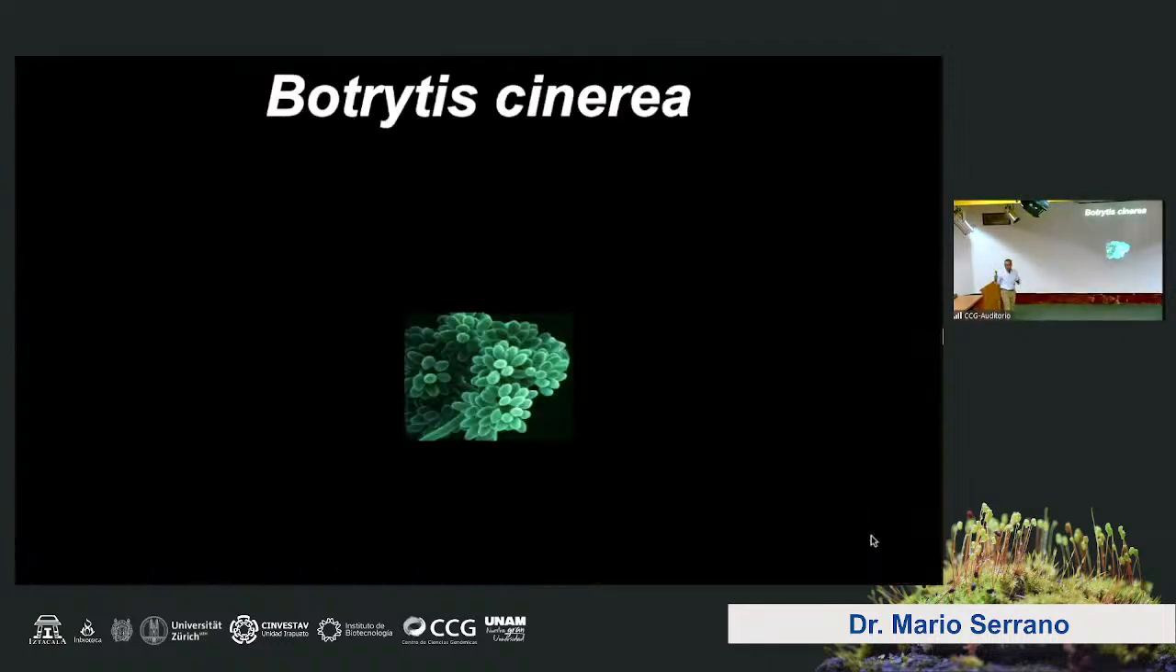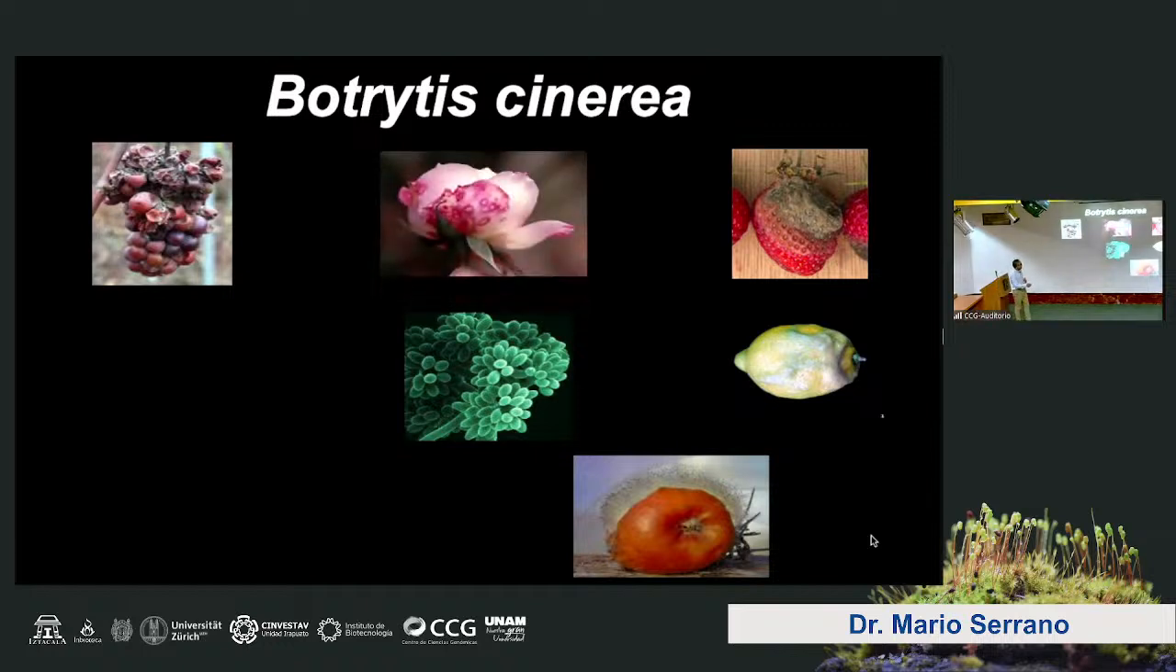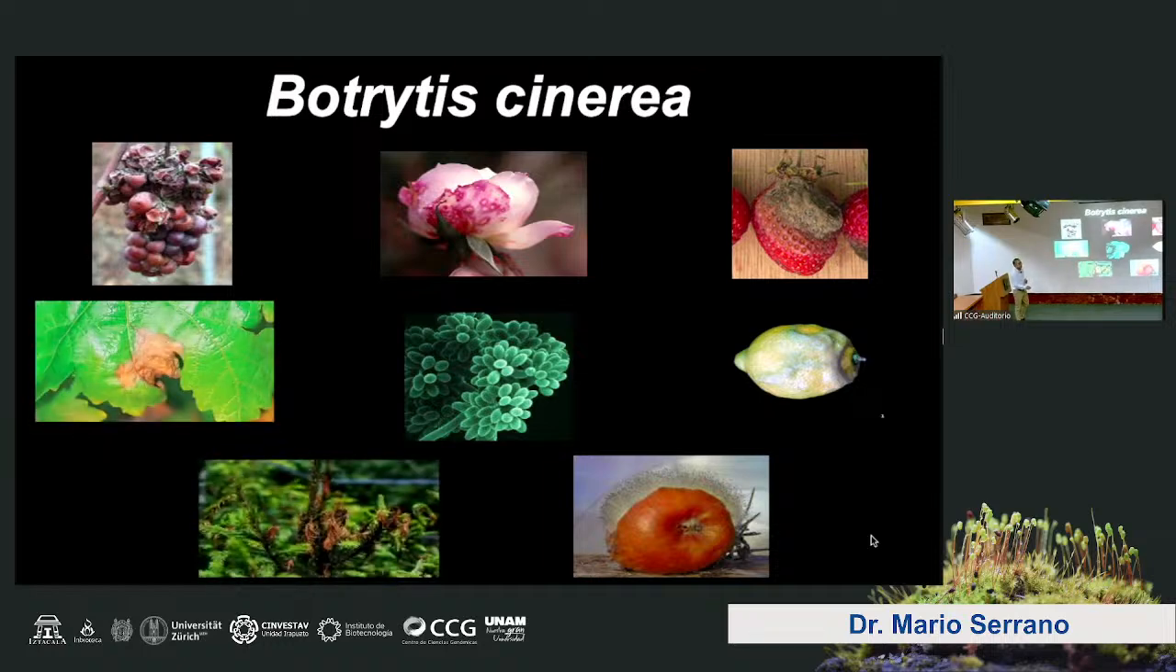Mario already saved me a lot of my introduction, but I will repeat it. Botrytis cinerea is a necrotrophic fungus that affects many different crops, in the fruits, in the leaves, and also in the flowers. This is a really big problem. It is the second most important pathogen in agriculture, and that's why it's important to study it and to try to find ways to stop or reduce the damage that it causes.